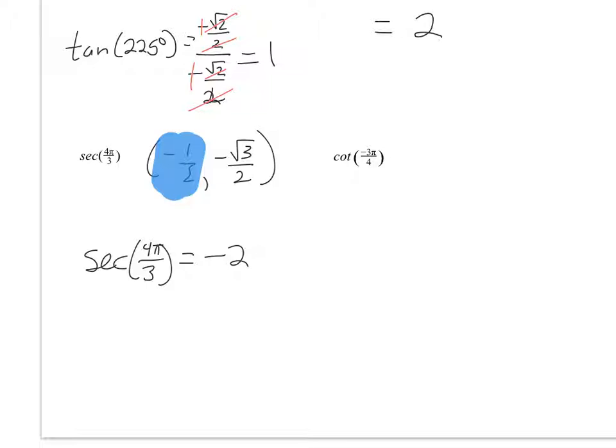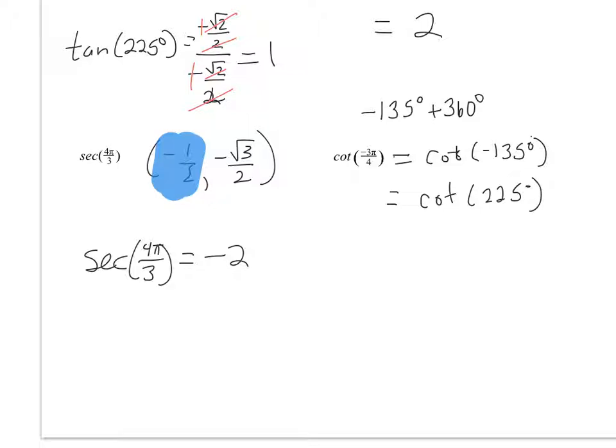Now the last one we have is the cotangent of negative 3 pi over 4. Now 3 pi over 4 in degrees is 135, so this is really the cotangent of negative 135. But that's not really on our table either, so we'll use the trick we used above. We'll take negative 135 and add 360, and we'll get 225. So the cotangent of negative 135 is the same as the cotangent of 225.